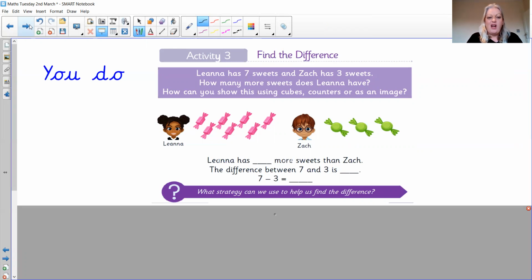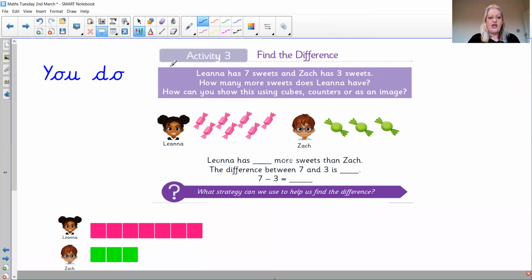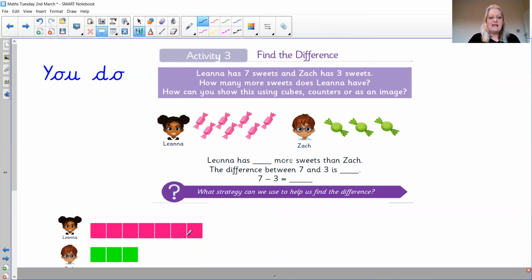Fabulous. So I'm going to show you how I did it, because I find when the sweets are all muddled up like that, I found it really hard to find out how many more she had. So I turned my sweets into cubes. And straight away, the visual picture for me there is I can see, here's Leanna's, how many cubes does she have? 7. So here's my 7 sweets, and here's Zach's 3. So I put my line down here, and I can see straight away how many more Leanna's got.